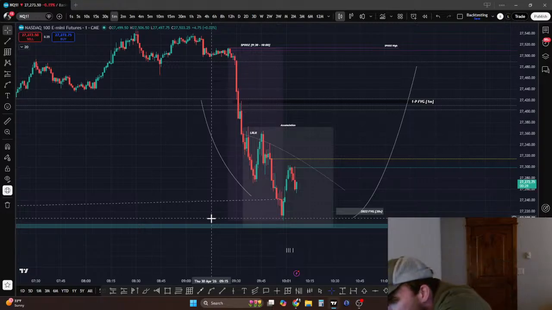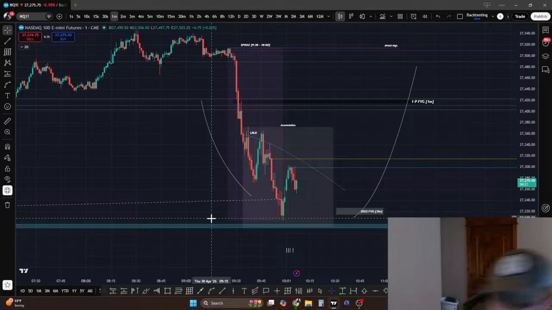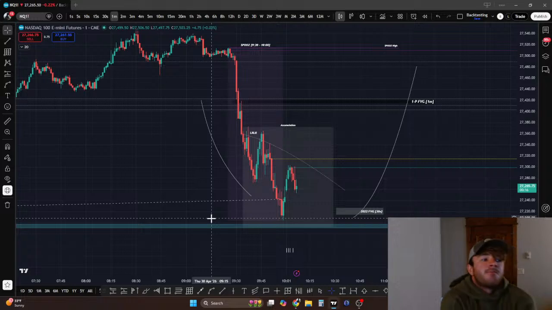Forgot to check absorption. I've been forgetting to check absorption. Yeah, we're gonna get an 11 a.m. reversal. We're getting so much absorption. We're gonna get an 11 a.m. reversal.